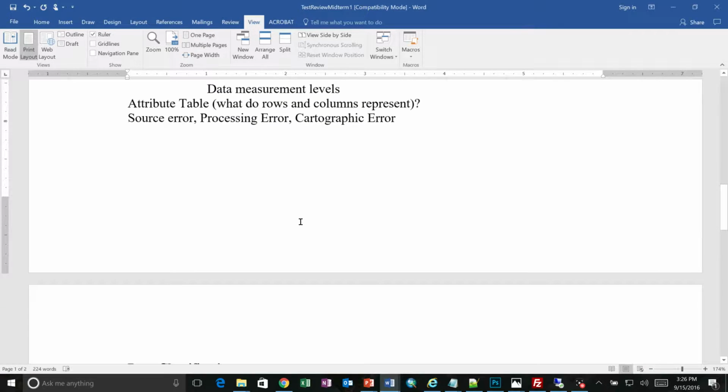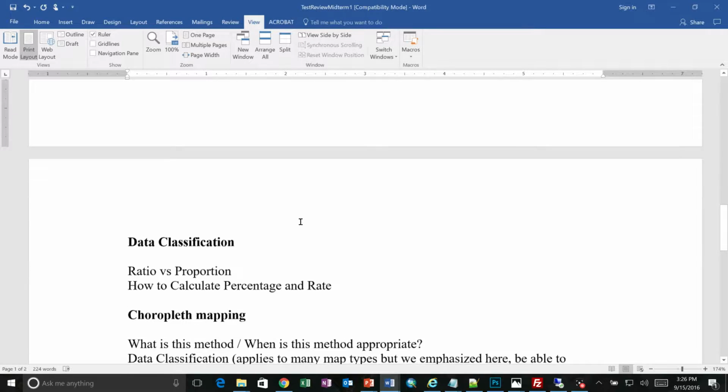All right, we talked about different sources of error. Here you should just be able to recognize and categorize different error types. So is that source error, is it processing error, or is it cartographic error?